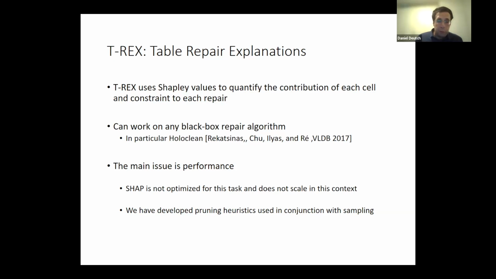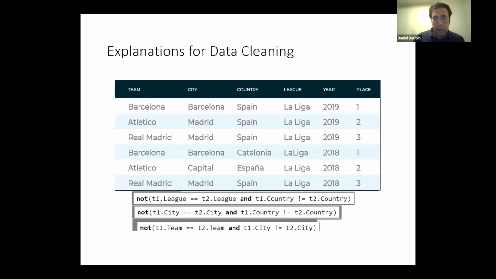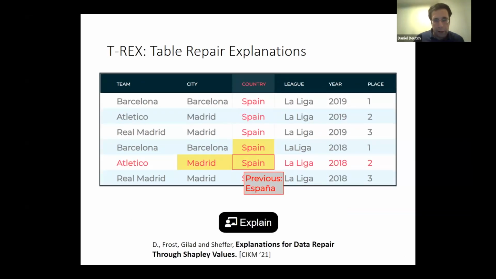Of course, the main issue is performance. Shap itself is not optimized for this kind of task and does not scale, so we needed to develop some pruning heuristics and to use them in conjunction with sampling. But the end result is that we get a database and we have some rules that it violates. So then HoloClean or any other system recommends a fix.